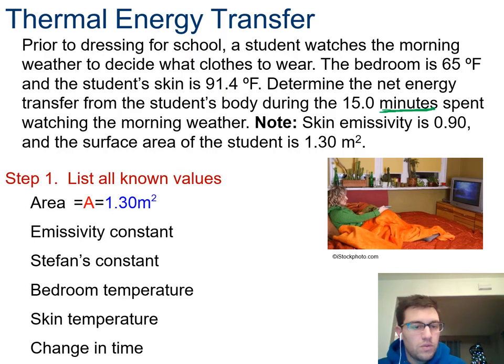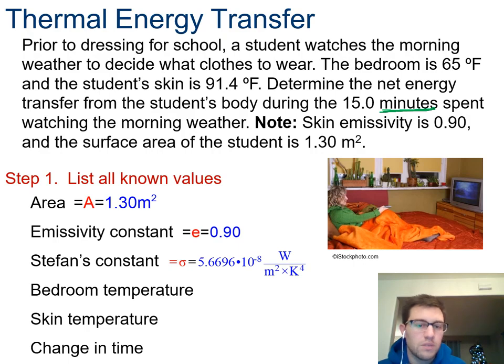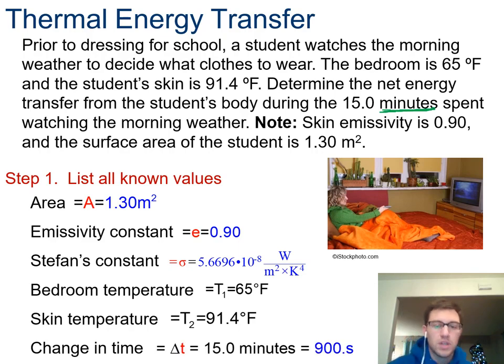Known values. Area, 1.3 meters squared. Emissivity constant is 0.9. That's the letter E. Stefan's constant always is that sigma, and it's always that same number, 5.6696 times 10 to the minus 8th. Bedroom temperature, 65 degrees Fahrenheit. Temperature 2, skin temperature is 91.4 degrees Fahrenheit. You could convert now if you would like, or you can do it later. In the example, I'll do it later, so we'll just move on. And then the change in time is 15 minutes, which right off the bat, again, we should convert to seconds because we need watts, once again, is joules per second.